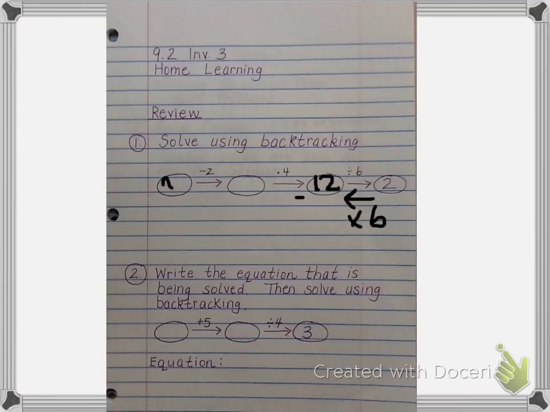Next, moving backward, we need to undo the times 4 by dividing by 4. 12 divided by 4 is 3. And finally, we need to undo the subtract 2 by adding 2. And 3 plus 2 is 5. So our solution is n equals 5.